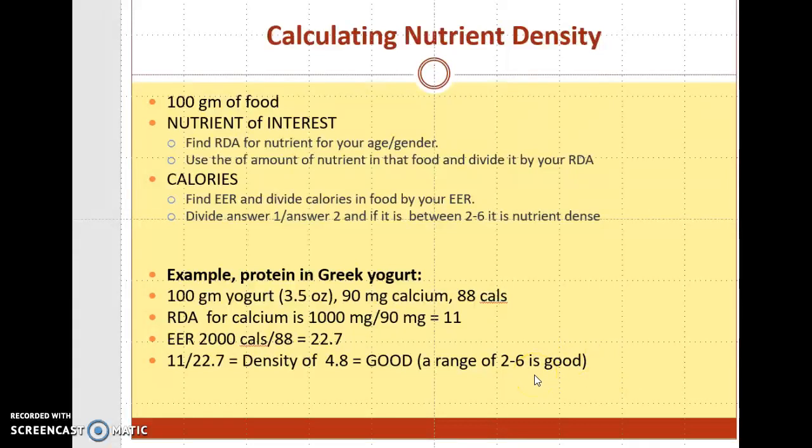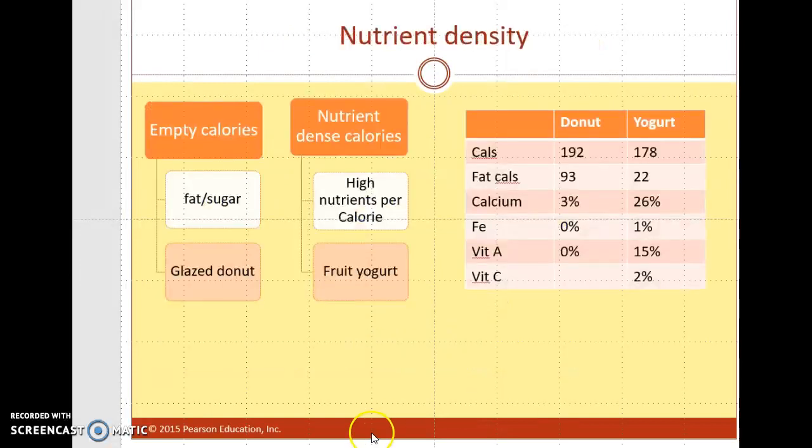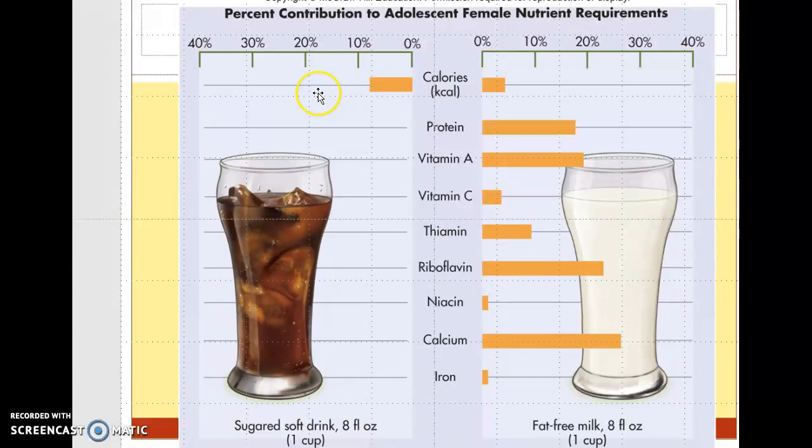So that's how you could do nutrient density, but we are just going to look at it not mathematically, but just in general. Like this picture we just looked at, does the food have more nutrients than another food per calorie for the same amount of calories? So nutrient density we talked a lot about. It's a little hard to compare.